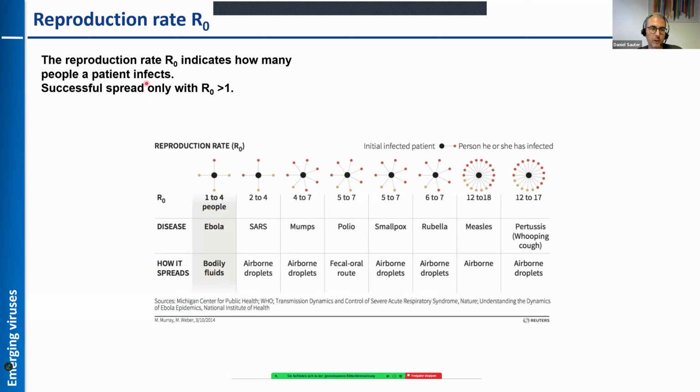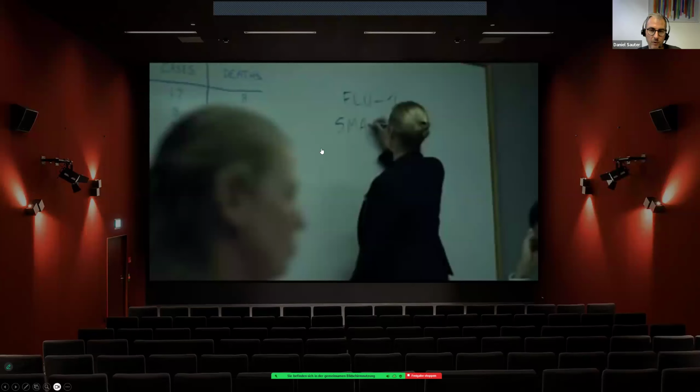And this reproduction rate, or this R0 number, is actually also nicely explained in the movie Contagion. So we'll just have a look at one scene from this movie again, where a scientist describes and explains this R0 number.